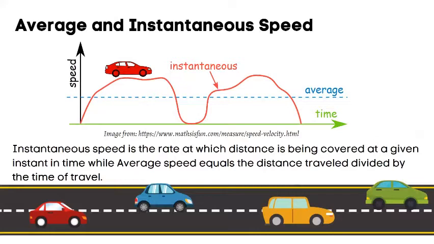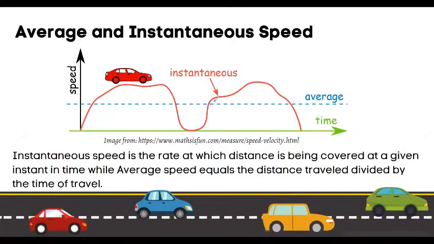So what's the difference between the average and instantaneous speed? When we say instantaneous speed, it is the rate at which the distance is being covered at a given instant in time, while the average speed equals the distance traveled divided by the time of travel. So in this figure, the instantaneous speed of your car at this point is the speed of your car at that instant in time.